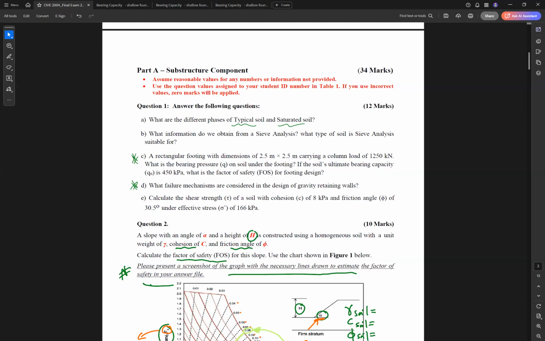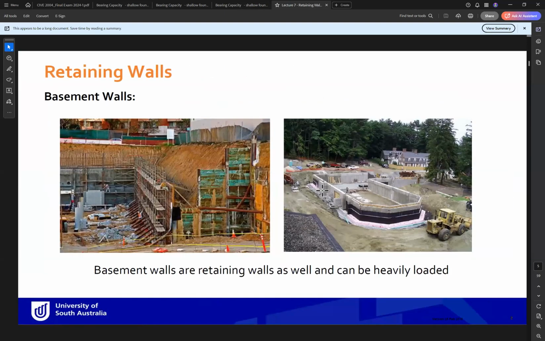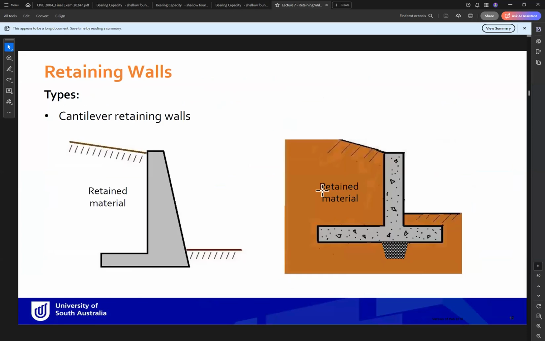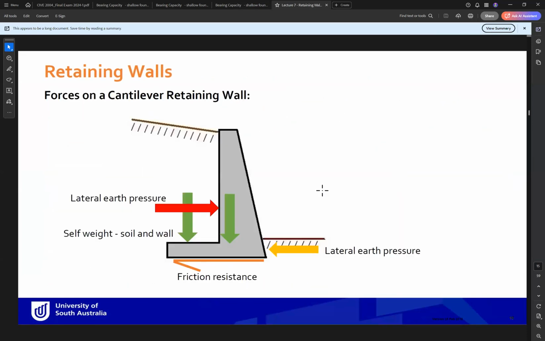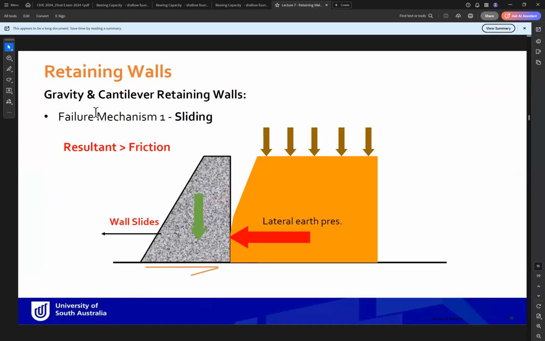Sorry, I skipped that one. Which one? 41? Sorry, I was writing down notes. What was the second question asking? Yeah. No, this is the answer of the question. For the retaining wall, what are the failure mechanisms for a retaining wall? So this is 3.